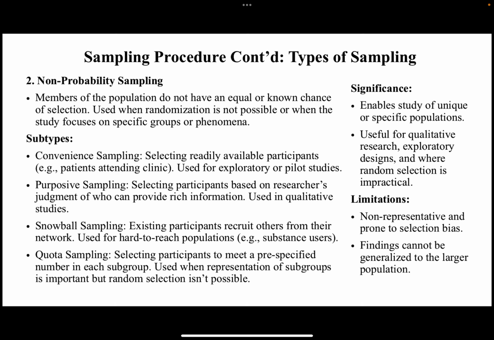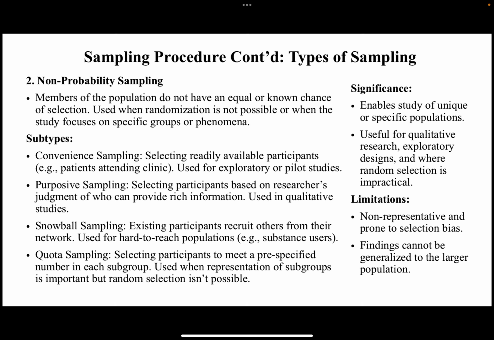Now, the next non-probability subtype is snowball sampling. In snowball sampling, existing participants help to recruit new participants. Very simple. That is what we call snowball sampling.